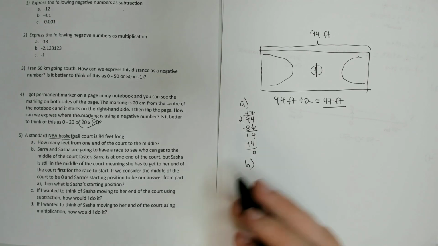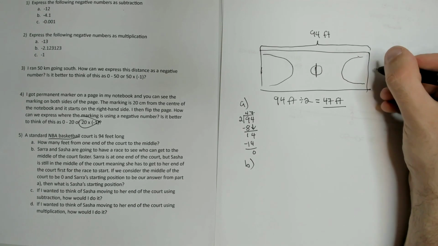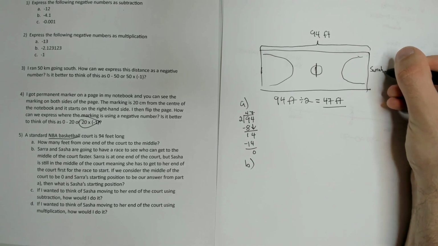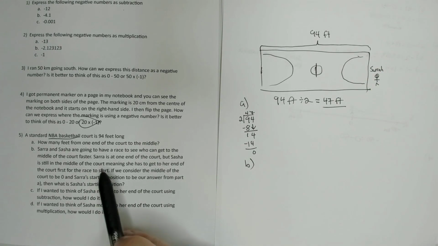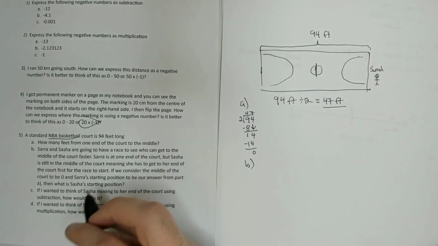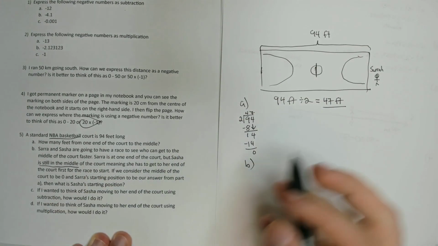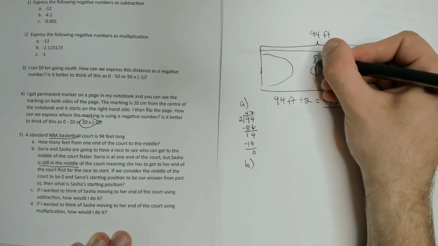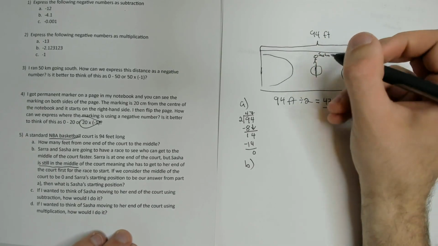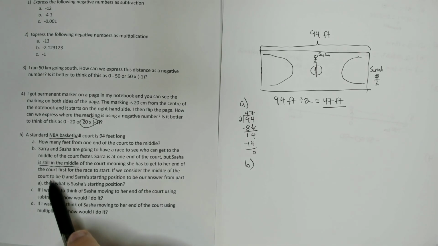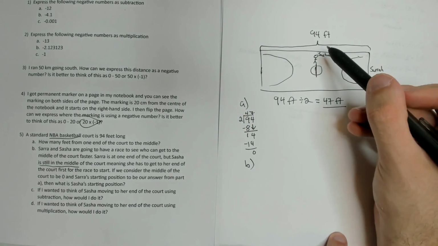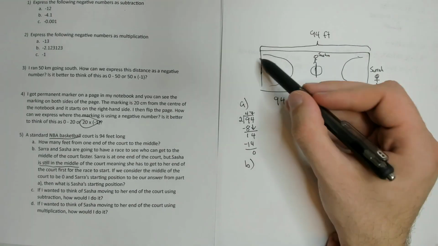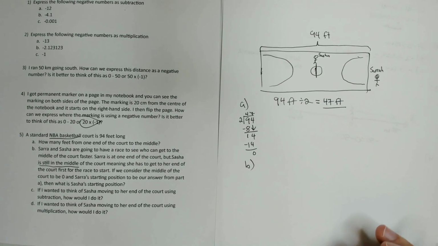Sarah is at one end of the court, so let's put Sarah over here. Yeah, that's Sarah. And Sasha is still in the middle of the court, it says, right? So Sasha's right here. Which means that she has to get to the end of her court first for the race to start, right? So they want to see who can run to the middle the fastest. Sarah's already over here, but Sasha's being a bit lazy. She's still in the middle. She's got to get over here in order for the race to even begin, right?